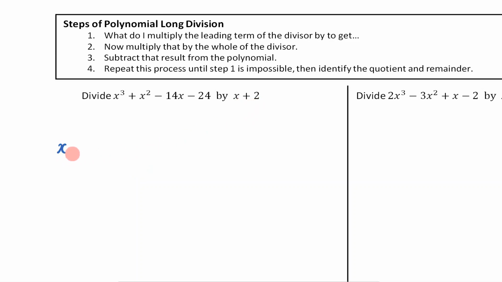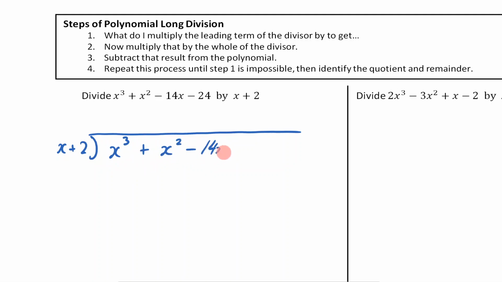So we have x plus 2, and we're going to divide x cubed plus x squared minus 14x minus 24. Perfect. Now we begin. The first thing we do, what do I multiply the leading term of the divisor by to get, in this case, x cubed? So x times what gives me x cubed? Well, it's going to be x squared.